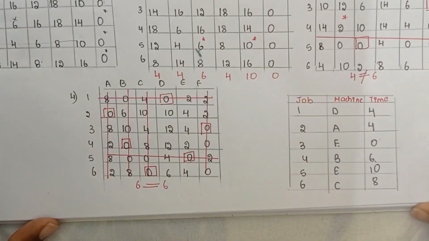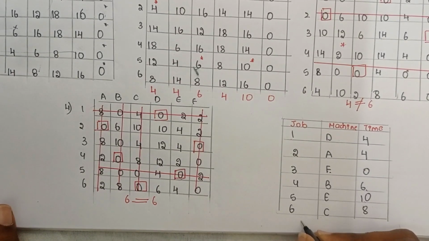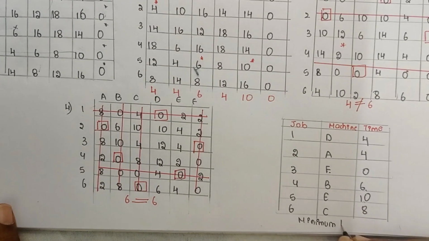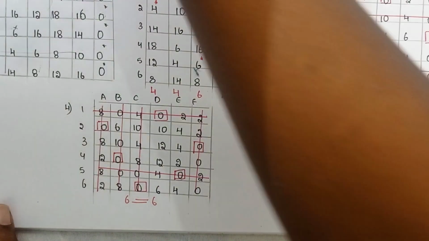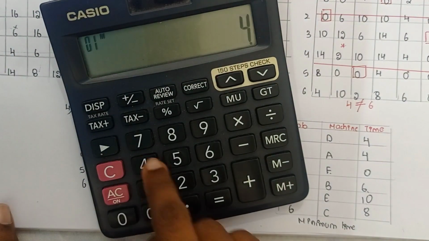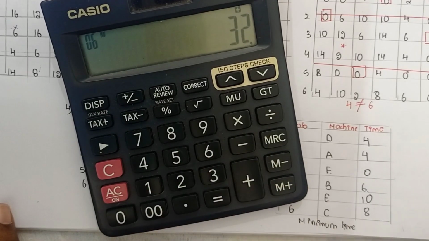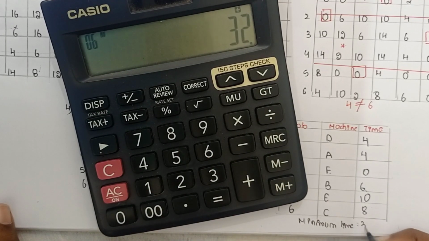So we have to calculate the total hours for this. The minimum time is equal to, we have to add all the values. So 4 plus 0 plus 6 plus 10 plus 8, which is equal to 32 hours.